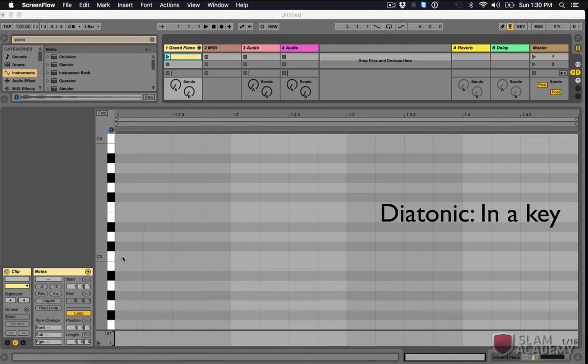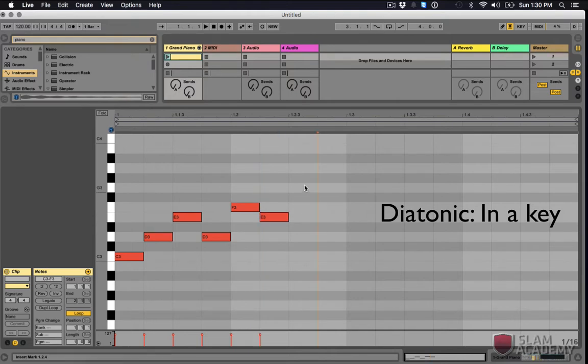If I put in here a bunch of notes, there we go. All of these notes are in the key of C major. They are diatonic. They are diatonic in the key of C major. So diatonic just means that it's in a key.